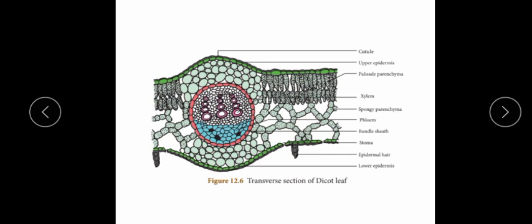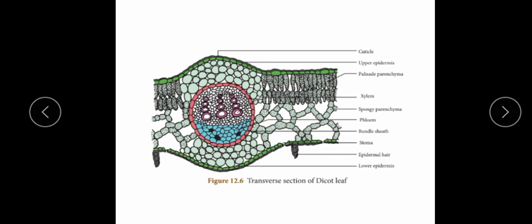Let's see how the vascular bundle is. It is again conjoint, collateral and closed. Closed means the cambium is absent. Again, recollect the terms conjoint and collateral.